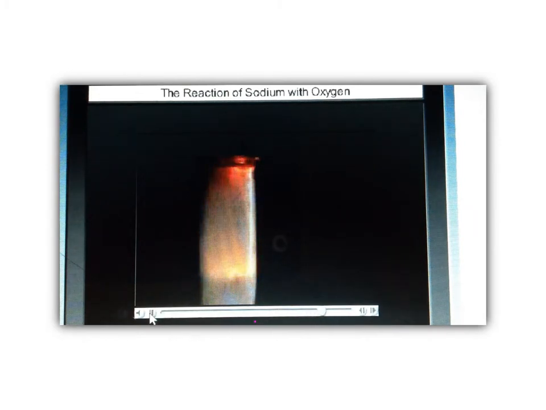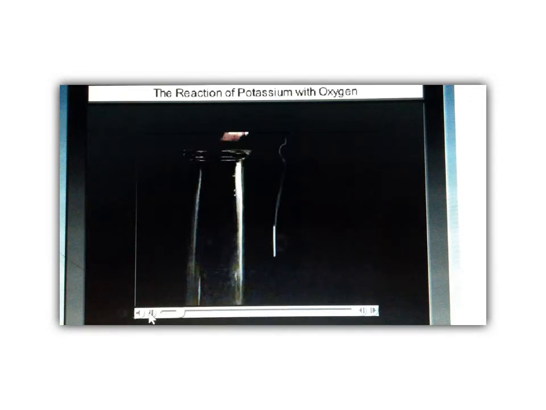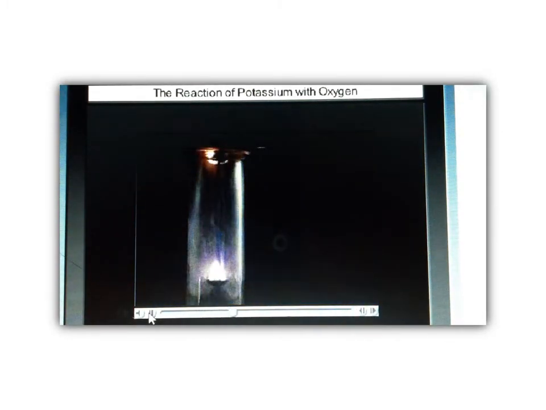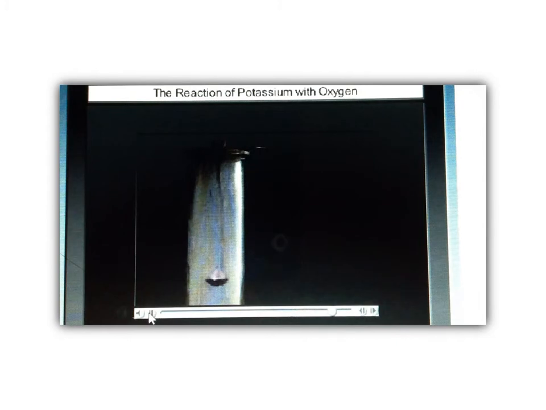Sodium burns with a yellow flame in oxygen. You need to write the balanced equation for that, and the product is going to be a white powder, as it was with lithium oxide. Potassium burning in oxygen with a violet flame. Again, you are going to need to write the balanced equation, and again, you can see the white product that is formed here.